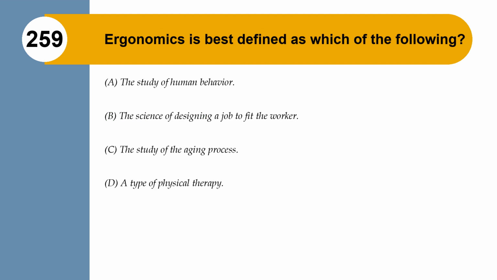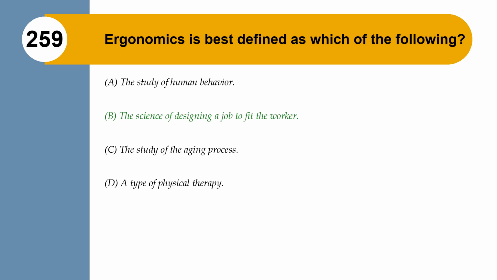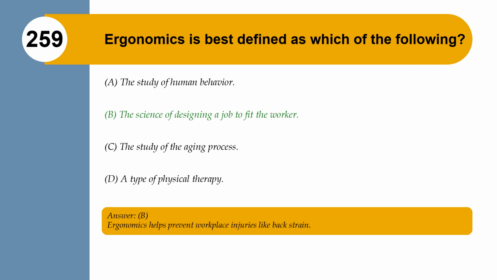Question 259. Ergonomics is best defined as which of the following? Option A. The study of human behavior. Option B. The science of designing a job to fit the worker. Option C. The study of the aging process. Option D. A type of physical therapy. The correct answer is option B. The science of designing a job to fit the worker. Explanation. Ergonomics helps prevent workplace injuries like back strain.